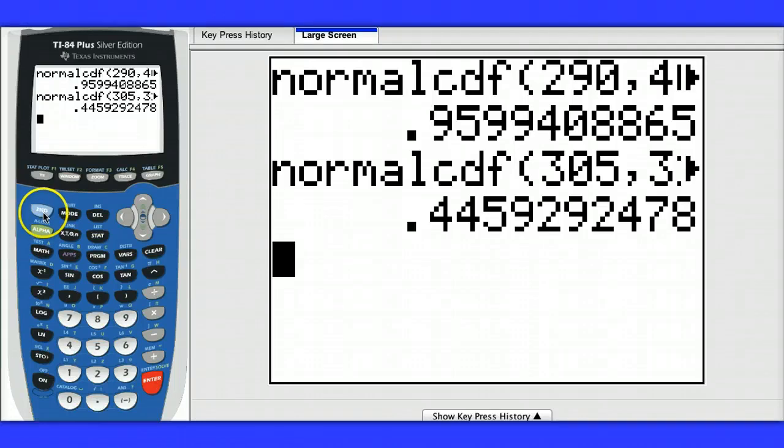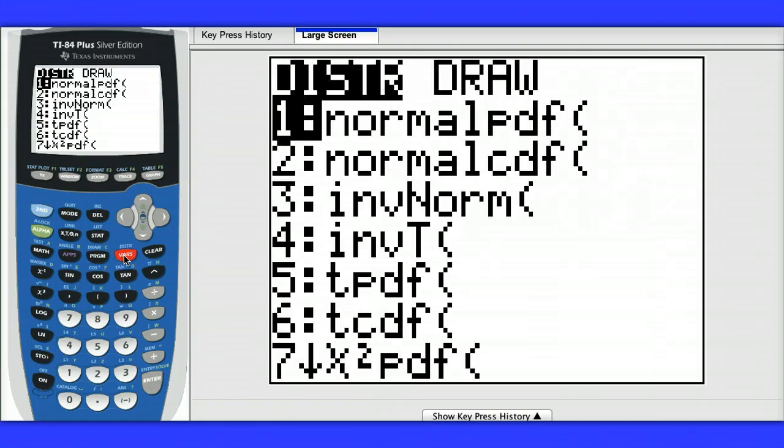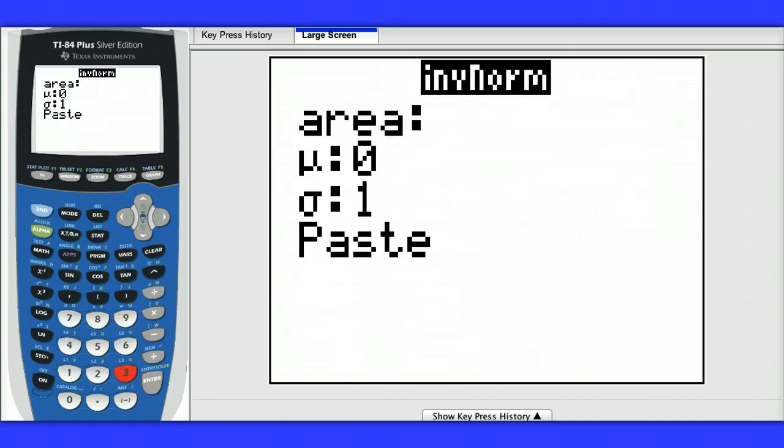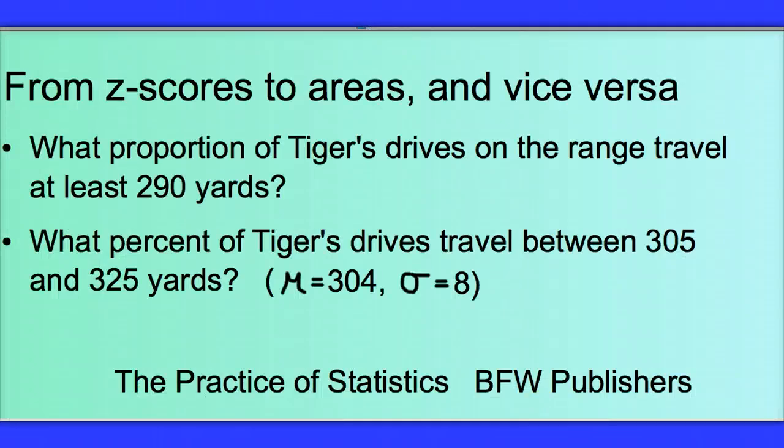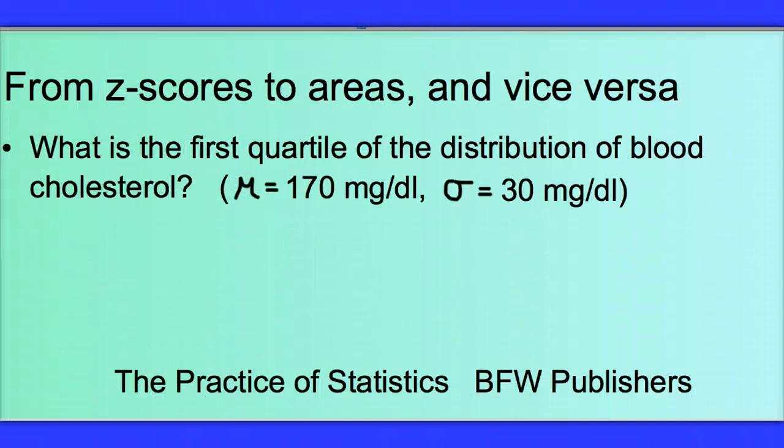Let's take a look at a related command here, the inverse normal command, option 3. We'll use that to answer this question. If we're taking a look at the blood cholesterol level of 14-year-old males that has a mean of 170 milligrams per deciliter and a standard deviation of 30 milligrams per deciliter, what would be the first quartile cholesterol level for this distribution? So let's go back to our calculator here.